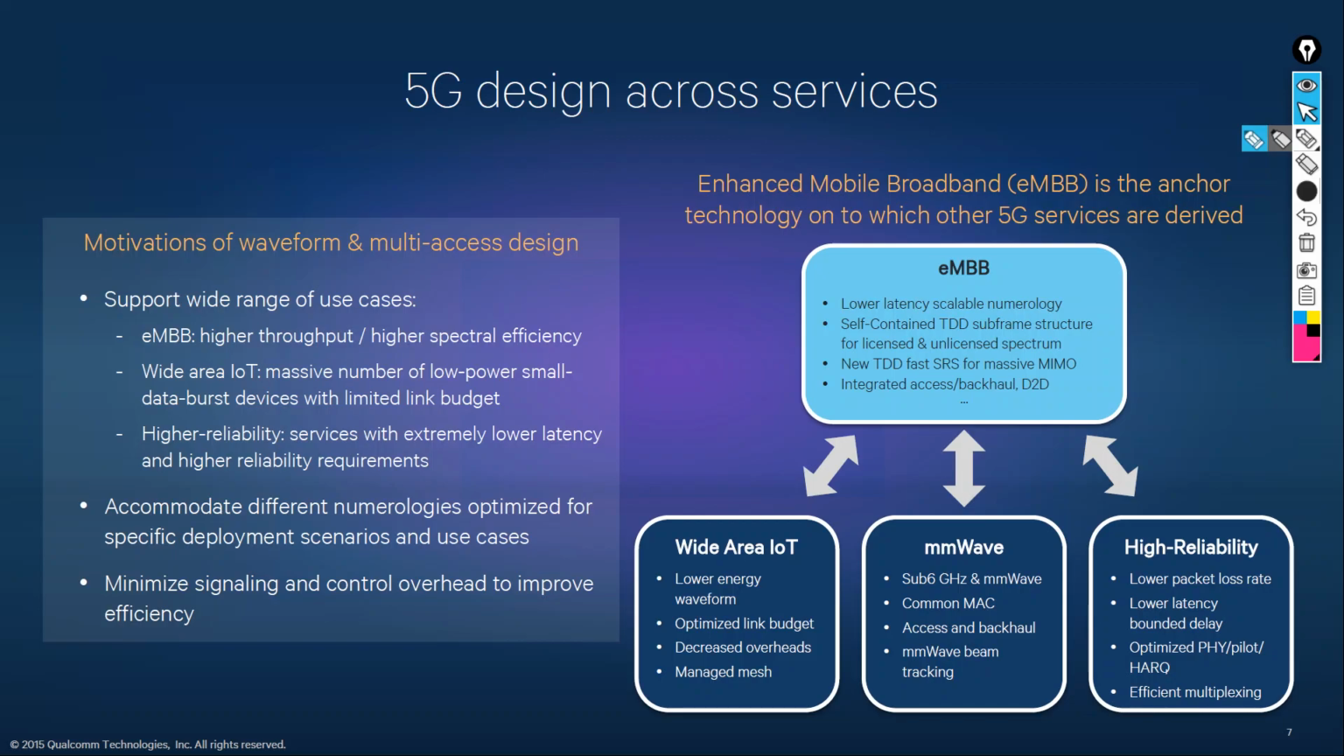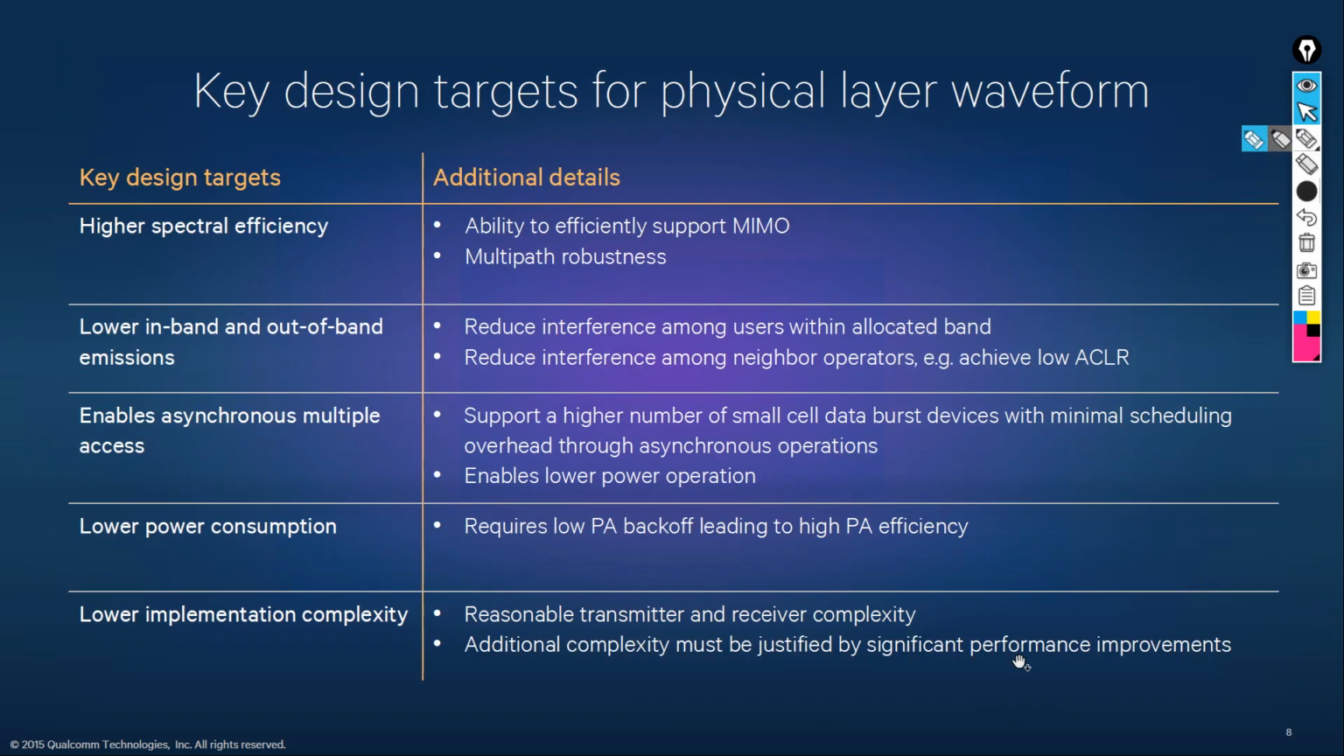So millimeter wave, sub 6 gigahertz and millimeter wave, common MAC. We need to have a common medium access channel, access and backhaul. Millimeter wave beam tracking is a very critical issue. High reliability: we need lower packet loss rate, extremely low bit error rate, lower latency, optimized physical pilot, HARQ, and efficient multiplexing. These are the general requirements.